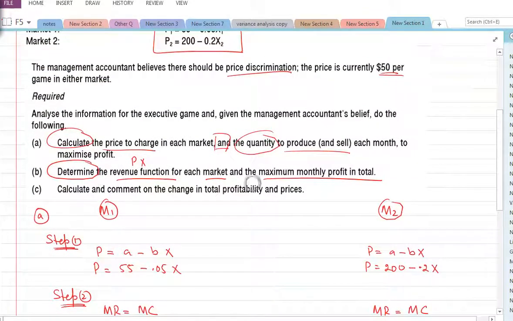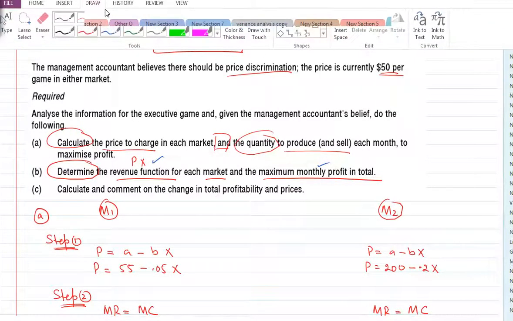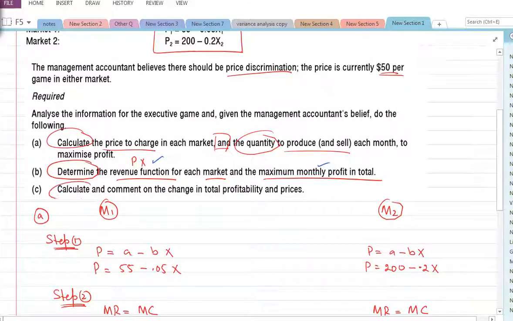So the second requirement, let's see once again if you have missed anything: determine the revenue function. The revenue function is done for each of the markets, and maximum monthly profit is also calculated. Okay. Now let's see the last requirement. Calculate and comment on the change in the total profitability.